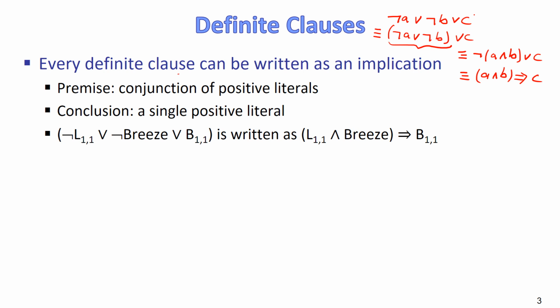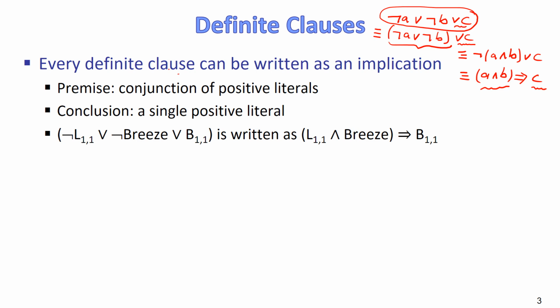Okay, so every definite clause like this, of course this is an example, any definite clause, since we have only one positive literal, the one that is positive literal will be eventually the conclusion, and the negation of all negative literals, the conjunction of them, will be the premise, or the condition of the implication statement.